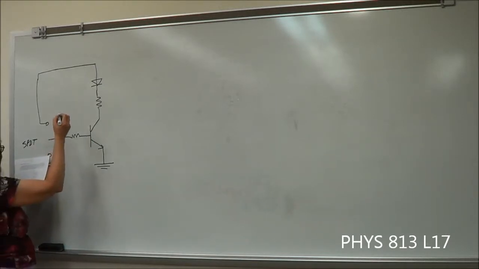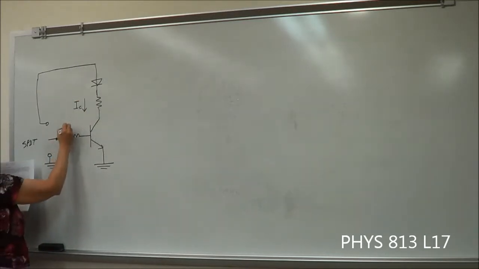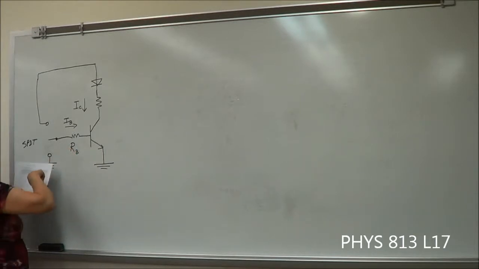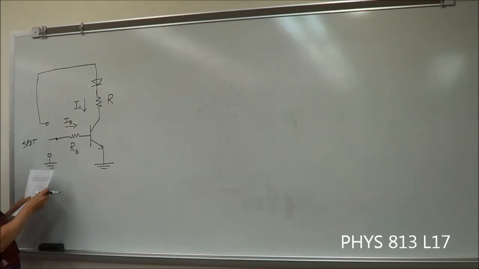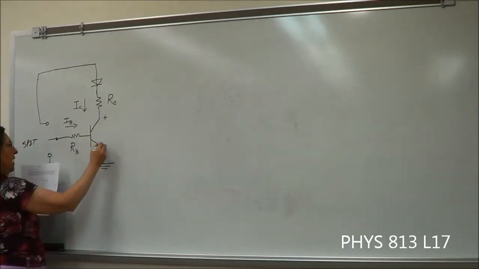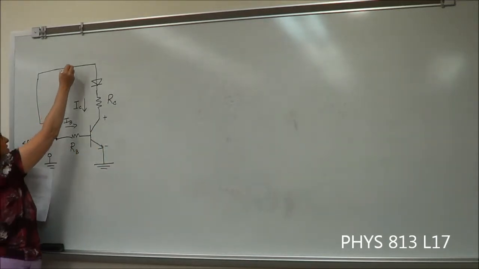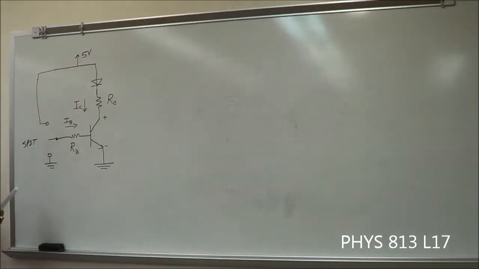let's see, he has this labeled IC and IB. So this is resistor B for the base. This is, I'm going to call it RC, and then this is the plus side and the minus side of the transistor. And then this goes up here, 5 volts, and I'll talk about that in a minute.